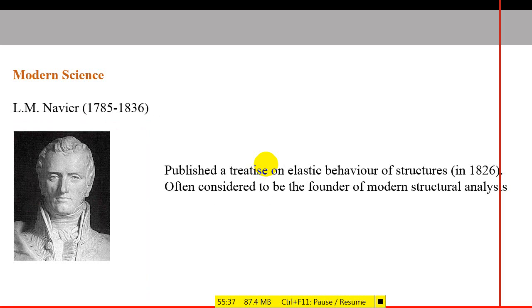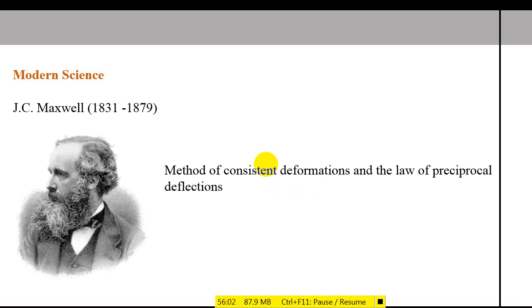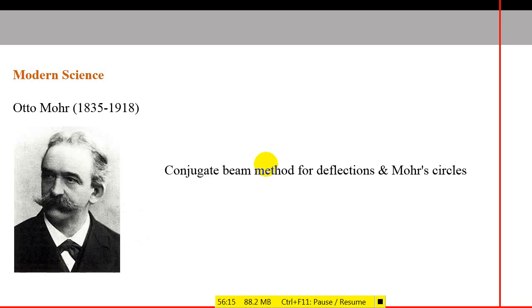Then Navier published a treatise on elastic behavior of structures. Then Clapeyron formulated the 3-moment equation for the analysis of continuous beams. Some still use this method, and you will be learning this method later. The 3-moment equation. Then Maxwell developed the method of consistent deformation and the law of reciprocal deflections.